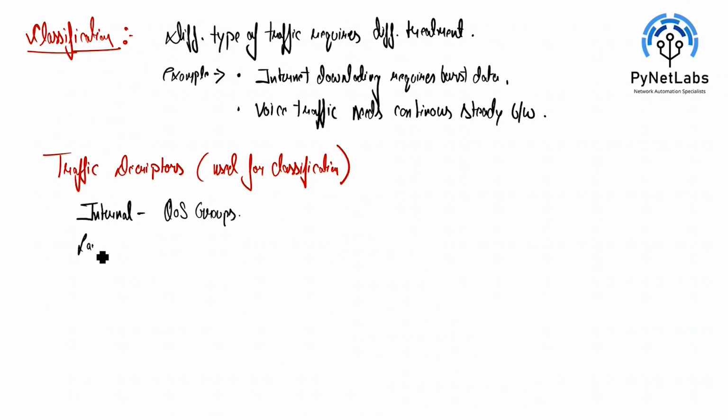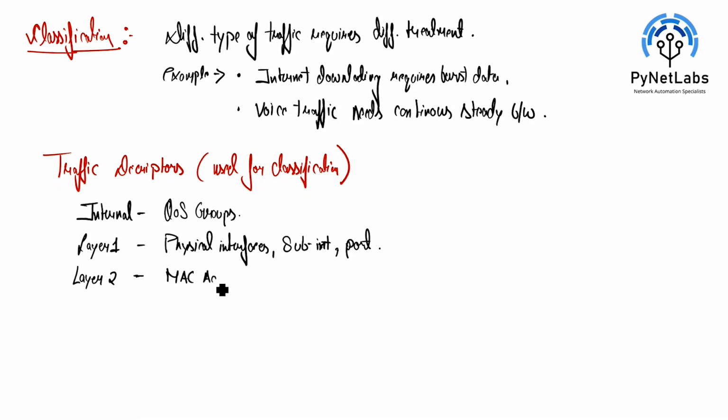Then we have layer one. Layer one is going to have physical interfaces. Physical interfaces are part of layer one, and sub interfaces are also a part of layer one, guys. The port is also a part of layer one, whatever port you are using. Coming to the next layer, layer two, which you are already familiar with, is your data link layer. It is going to use the MAC address, right? So MAC address will be there.